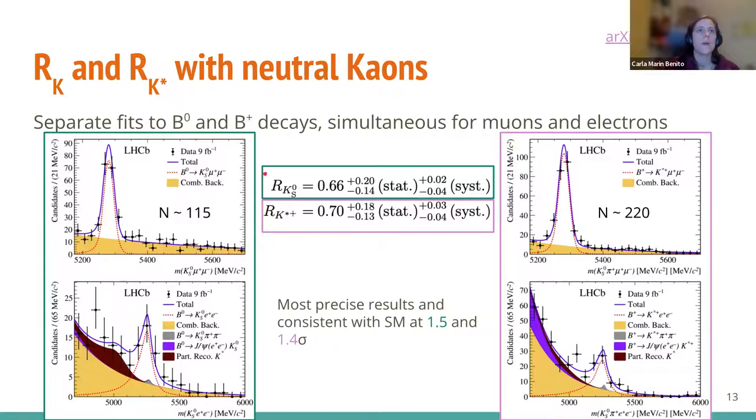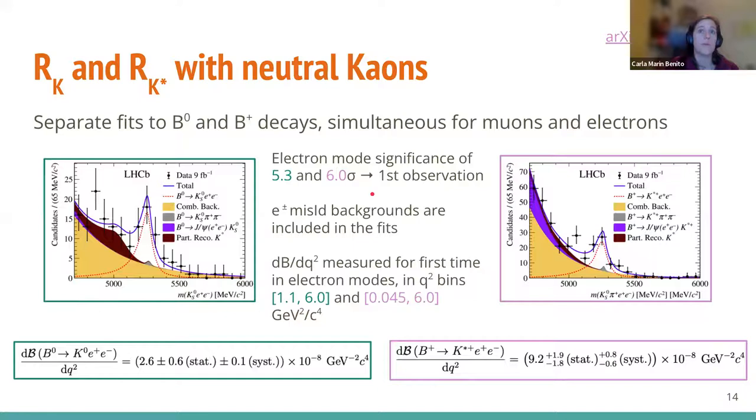With this, we measure these values of RK short and RK star plus, which again are lower than the standard model expectation, although in this case they are compatible within the statistical uncertainties. These are the most precise results, and they are consistent at the level of 1.5 and 1.4 sigma with the standard model predictions. From this, we are observing for the first time unambiguously the electron mode, with a clear significance. We also include electron mis-ID backgrounds in these fits. You can see here, although they are very small, they are precisely controlled. And we are able to extract the differential measurement of the branching fraction in these q-squared bins also for these decays, as you can see here, which are at the level of 10 to the minus 8 each.